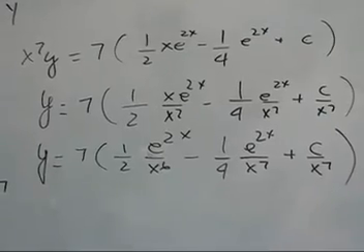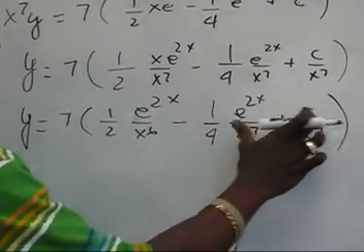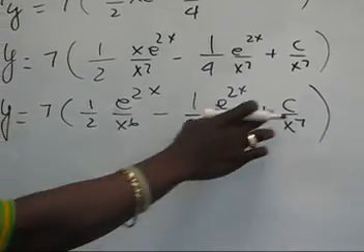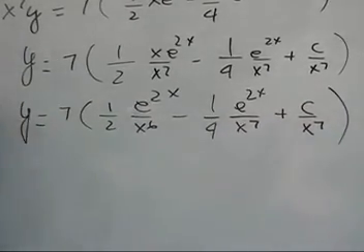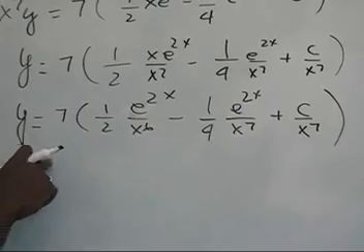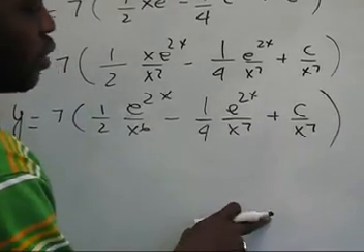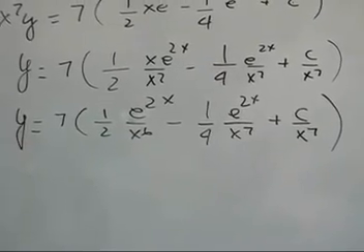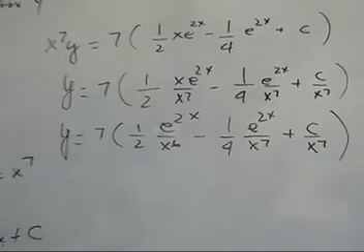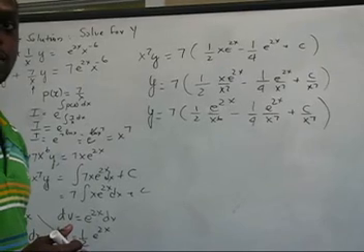And sometimes they give you initial conditions, so you can have y without the c. When they give you a value for x, and then they give you the value for y, you can find the value of c. But in this case, we just need to solve for this one, so that's sufficient.